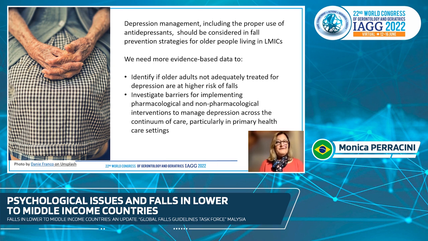However, there is a lack of evidence and more high-quality research is needed, for instance, to identify if older adults not adequately treated for depression are at higher risk of falls, and also to investigate barriers for implementing pharmacological and non-pharmacological interventions to manage depression, such as what are the preferences, what are the values surrounding older people in middle-income countries, and particularly what are the circumstances of managing depression in primary healthcare settings in these countries.